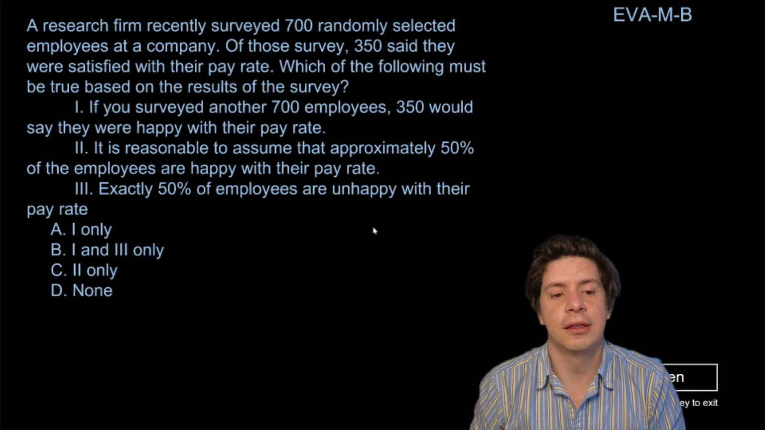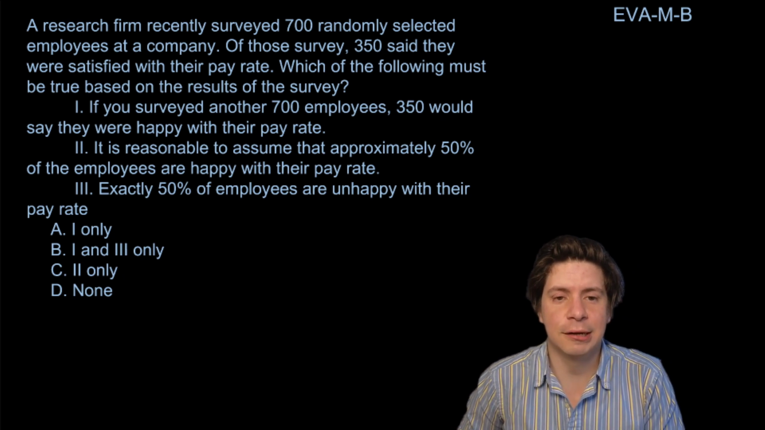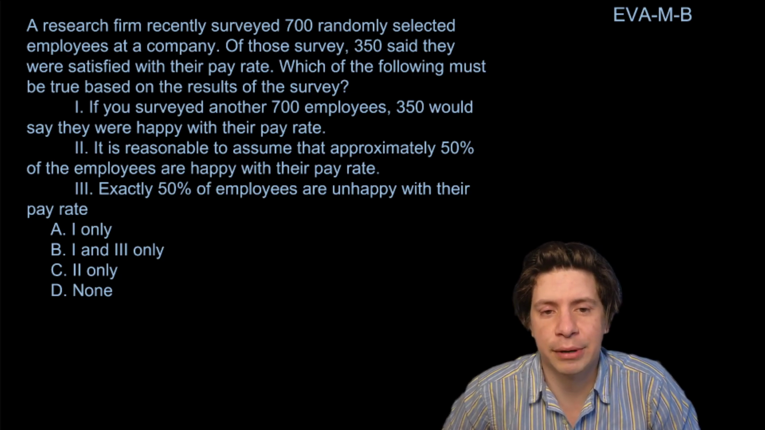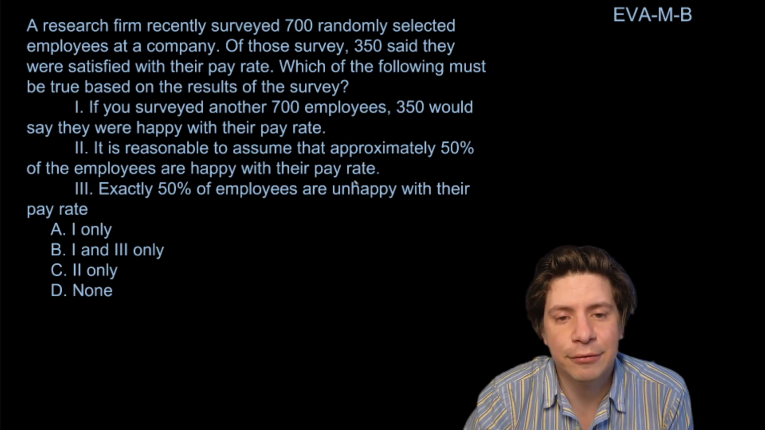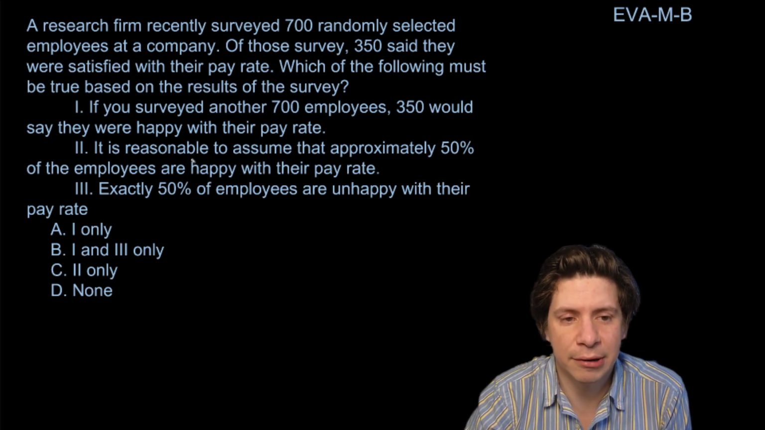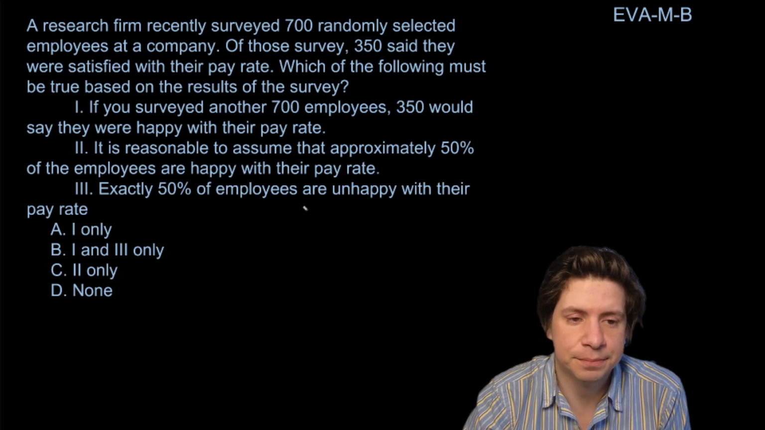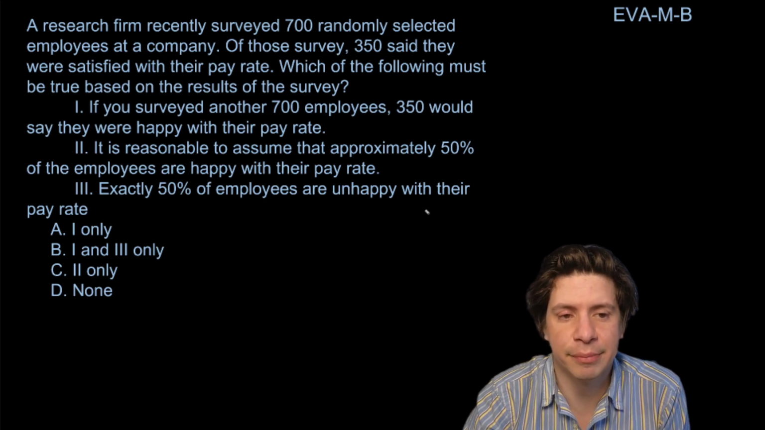So here, let's try another one. A research firm recently surveyed 700 randomly selected employees at a company. Of those surveyed, 350 said they were satisfied with their pay rate. Which of the following must be true based on the results of the survey? 1, if you surveyed another 700 employees, 350 would say they were happy with their pay rate. 2, it is reasonable to assume that approximately 50% of the employees are happy with their pay rate. Or 3, exactly 50% of employees are unhappy with their pay rate.